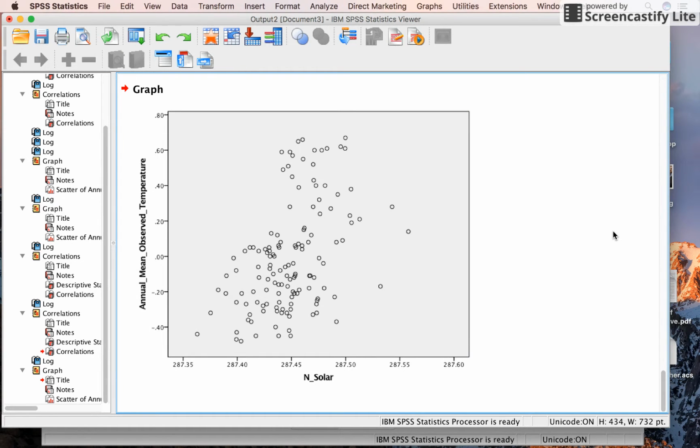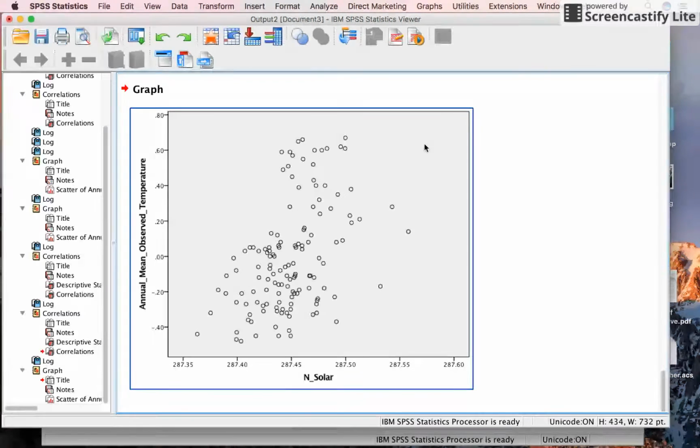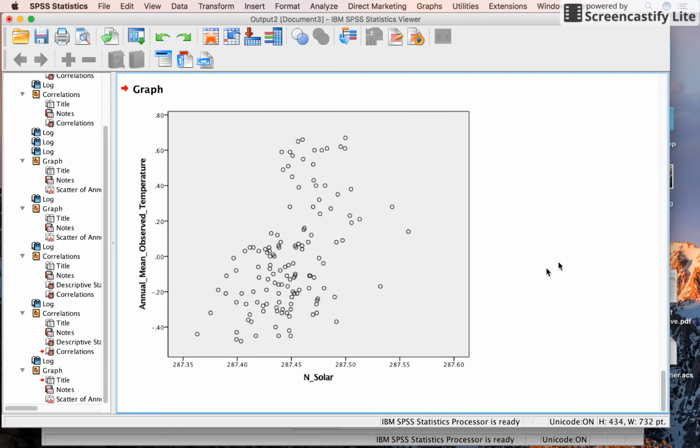Right? So you can see that the highest values of solar activity also tend to have the highest values of temperature in terms of years. So years that have very high solar activity also tend to have very high temperature readings.